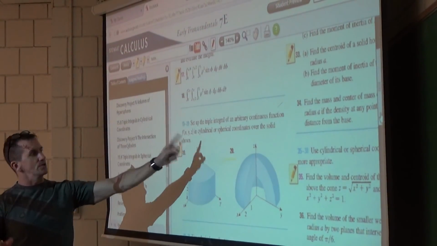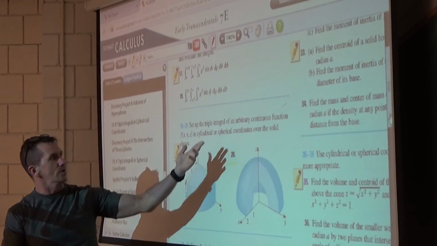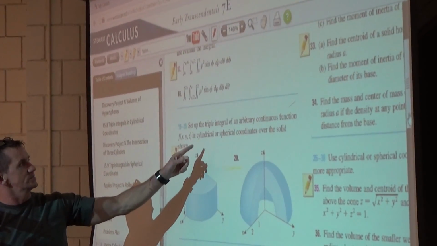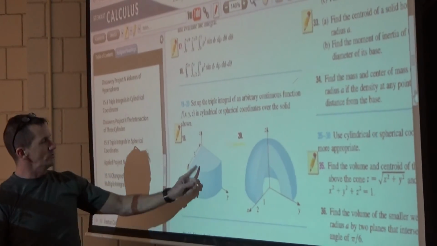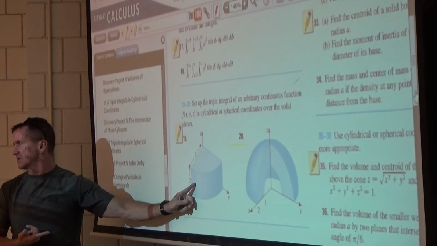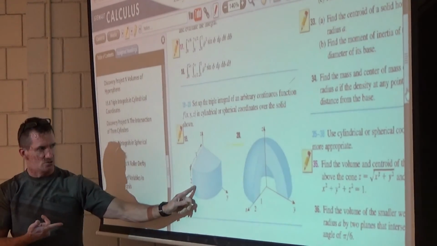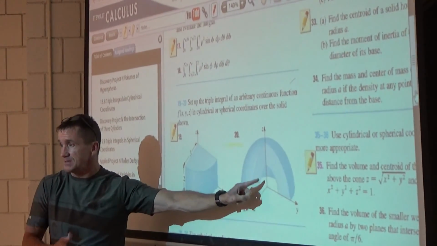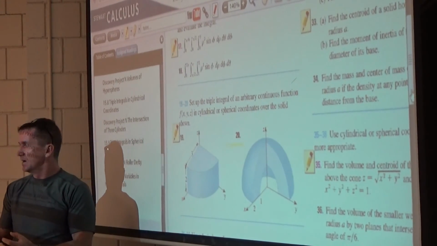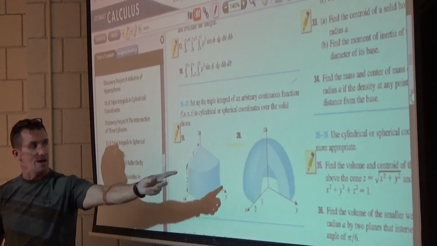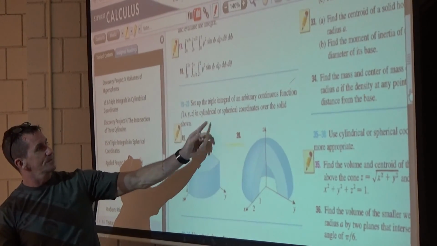Can you set up a triple integral of an arbitrary continuous function of x, y, and z in cylindrical or spherical coordinates for that right there? We won't do that one. Do you agree this problem would be easy in cylindrical coordinates? But how about that? That's going to be a lot easier in spherical coordinates. You see how it's a portion of a sphere that's got a hole in the middle. So we're going to set that up over that solid.